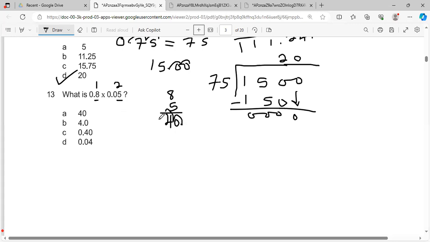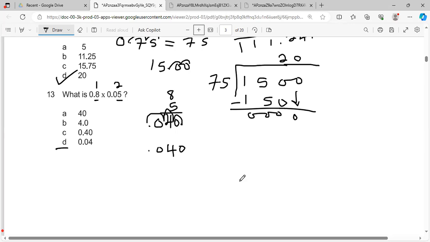2. We need to add a 0 because we can only move 2, and we need to move 1 more time. So the decimal point would drop here. So it's 0.040. But what they did, they played smart and dropped off the 0 here. So it's actually D.